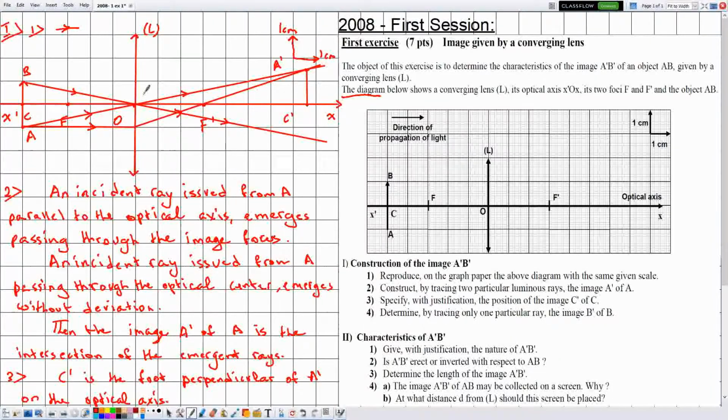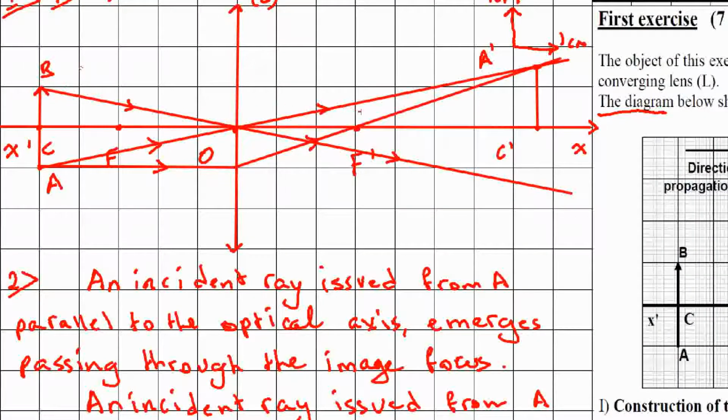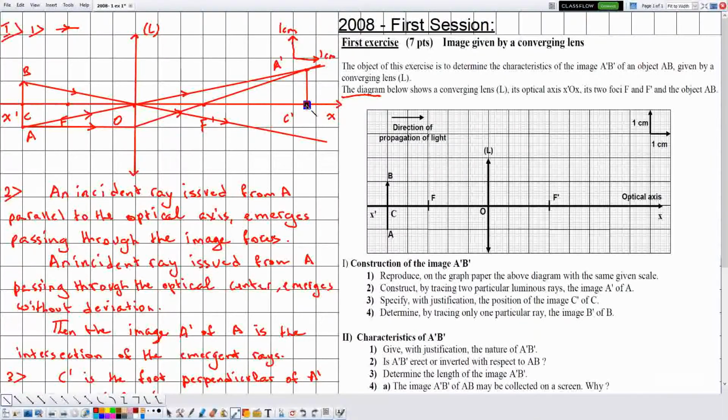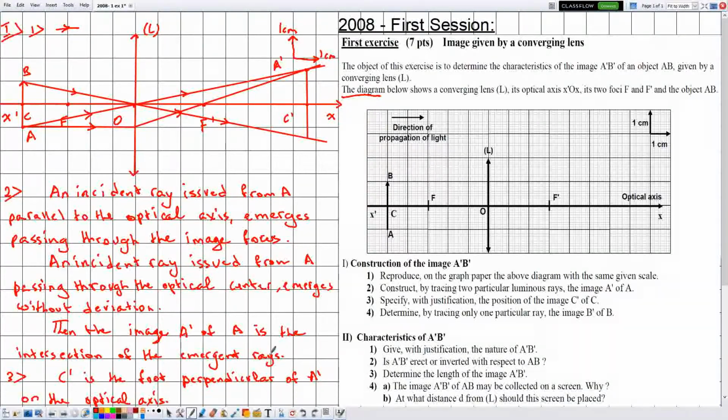Now first of all, because all rays issued from B emerge passing through B prime, therefore the image B prime of B will belong to this emergent ray. But moreover, here notice that the point B belongs to the line AC, therefore B prime will also belong to the line A prime C prime. Therefore B prime will be the intersection of this emergent ray with the line A prime C prime. So this is B prime.